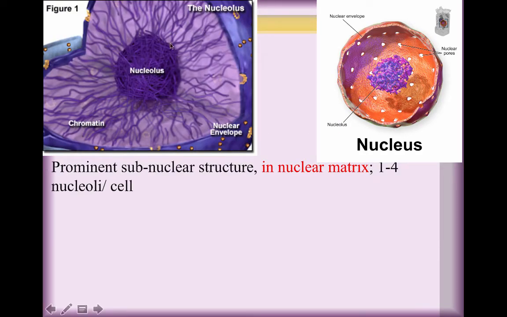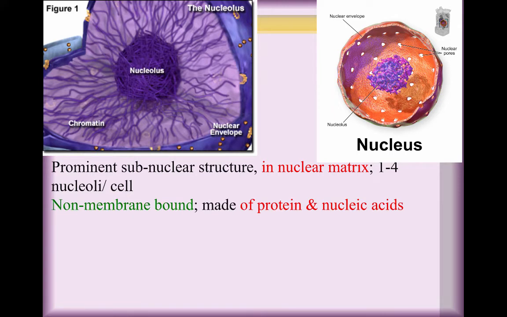Another part of the nucleus is the nucleolus, which is found inside of the nucleus. A cell could have anywhere from 1 to 4 nucleoli. The more protein that a cell makes, the more nucleoli we're going to find, and the larger they're going to be. I want to reiterate that the nucleolus is non-membrane bound. There is no phospholipid bilayer here. It's made up of protein and nucleic acids. I also want to point out to you that the nucleolus is not found in the cytoplasm, so technically the nucleolus is not an organelle. It's part of the nucleus.